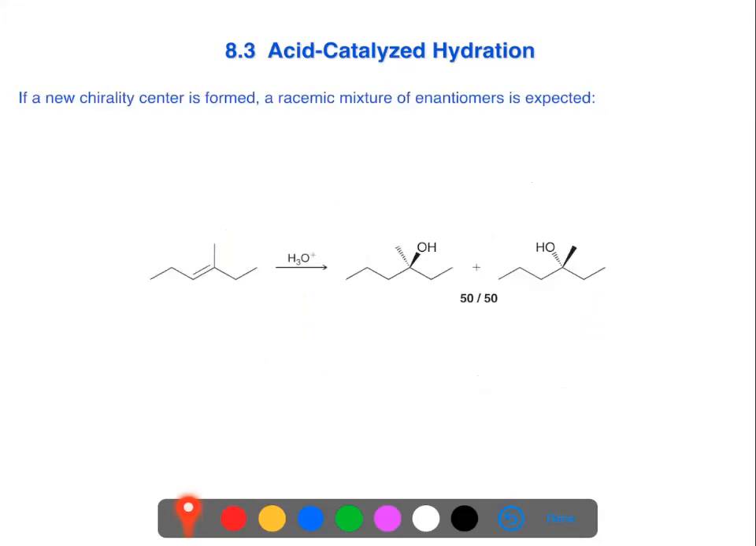As you can see in this particular example, if we were to start with this unsymmetrical alkene under acid catalyzed hydration conditions, we would form these 2 alcohols, and we would form them in a 50-50 ratio. So this is one of 3 ways in which we can hydrate an alkene.